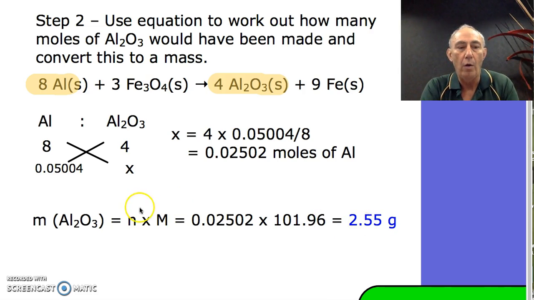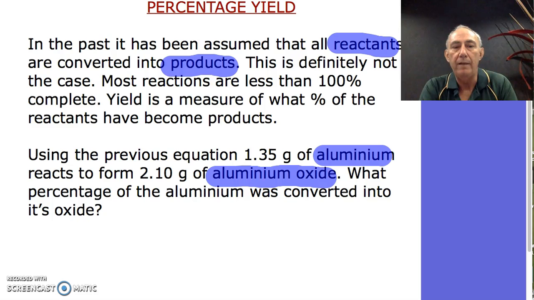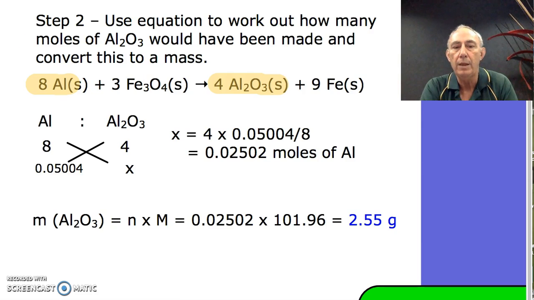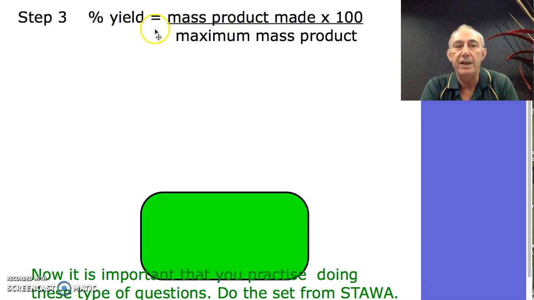So in theory, if I had a 100% reaction, my original mass of aluminium would give 2.55 grams of aluminium oxide being produced. If we go back in the question, you can see we didn't make 2.55 grams of aluminium oxide, we only made 2.1 grams. Okay, so now I need to calculate my yield. I could have made 2.55, but I only made 2.1. So the final step is for you to work out what my percentage yield was.